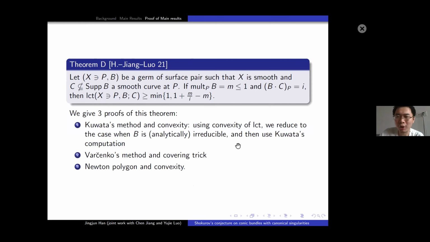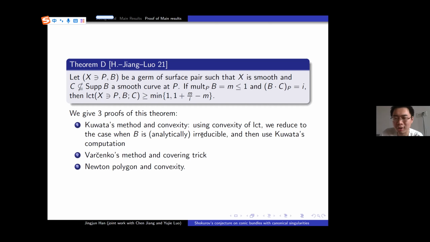Finally, we only need to show the CMD for this local setting, and we give 3 different proofs of this theorem in our paper. The first proof is by Kollár's method and by the convexity of the log canonical thresholds. This means that we use the convexity of the log canonical threshold, and we work in the analytic setting, and we reduce to the case that B is irreducible.